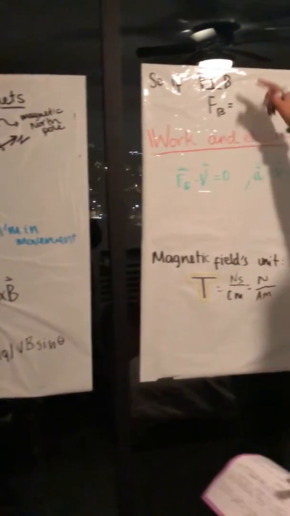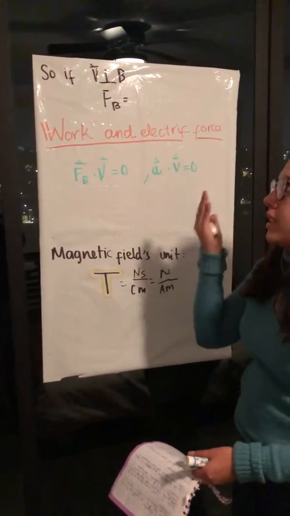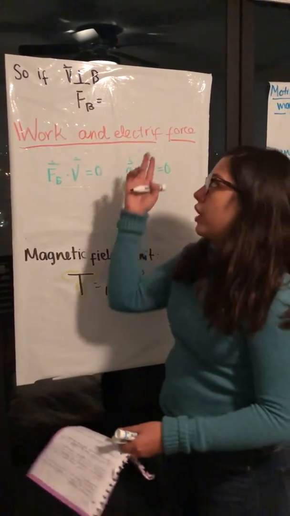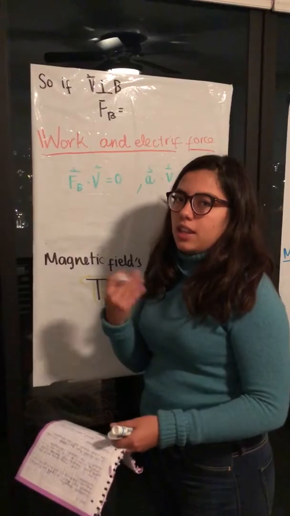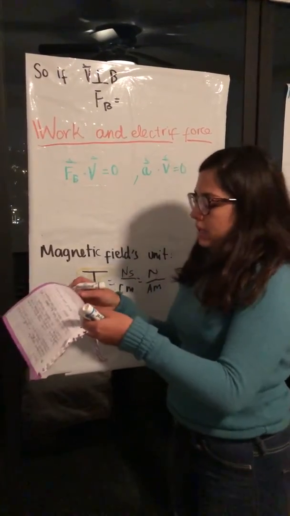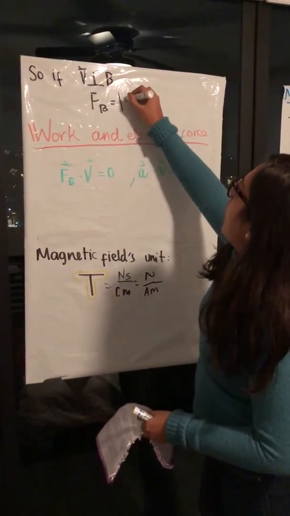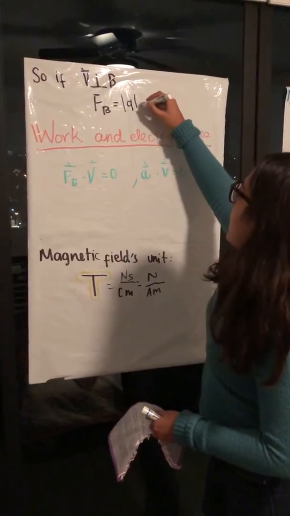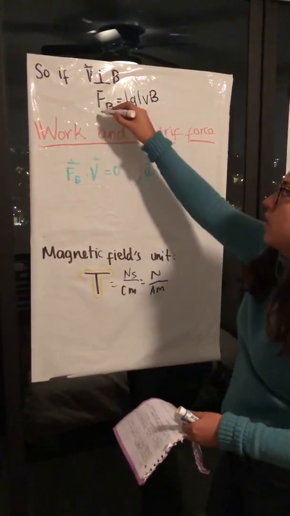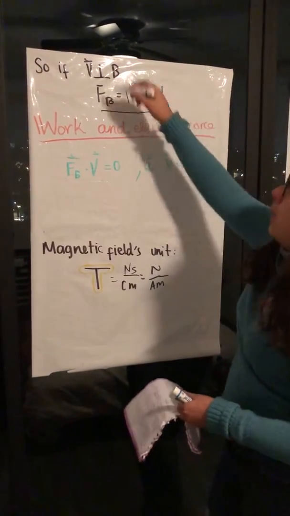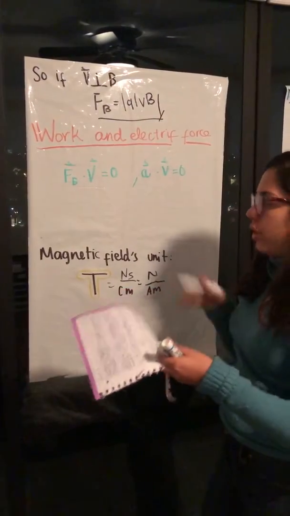And if we wanted to do this in a perpendicular way, saying that the angle between the velocity and the magnetic field is 90 degrees, we would say that it would be the magnitude of the charge times the velocity times the magnetic field. And that's how we would obtain this if we had a perpendicular situation going on.